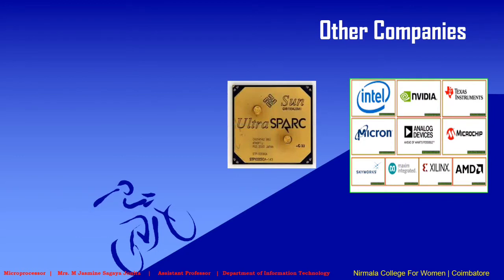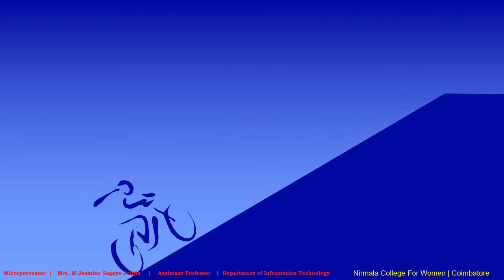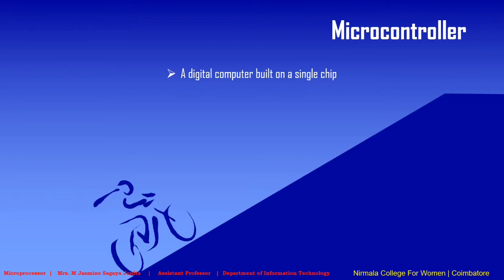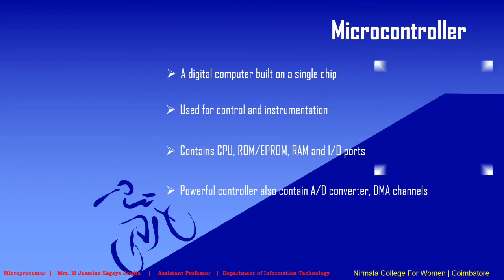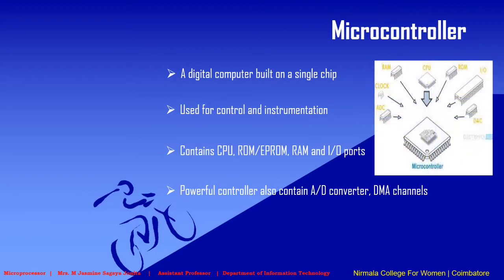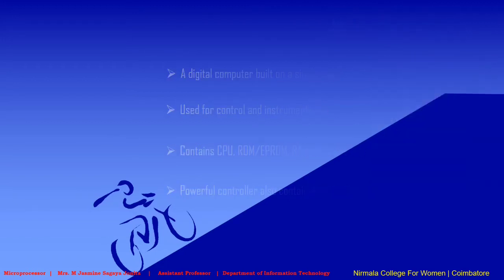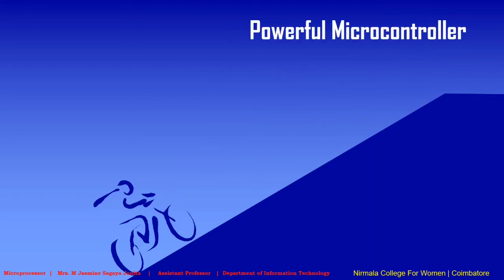Next is the microcontroller. The microcontroller is a digital computer which is built into a single chip. These microcontrollers are used for control and instrumentation purposes. The microcontrollers contain CPU, ROM, RAM and I/O ports. A powerful microcontroller consists of AD converter and DMA channels.